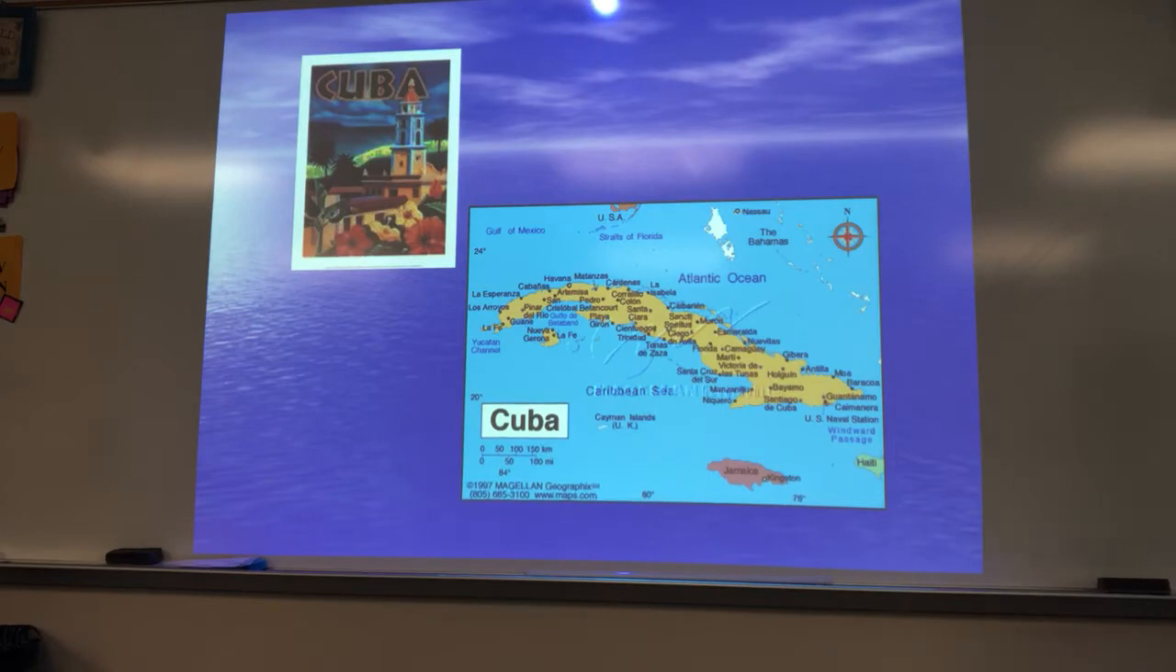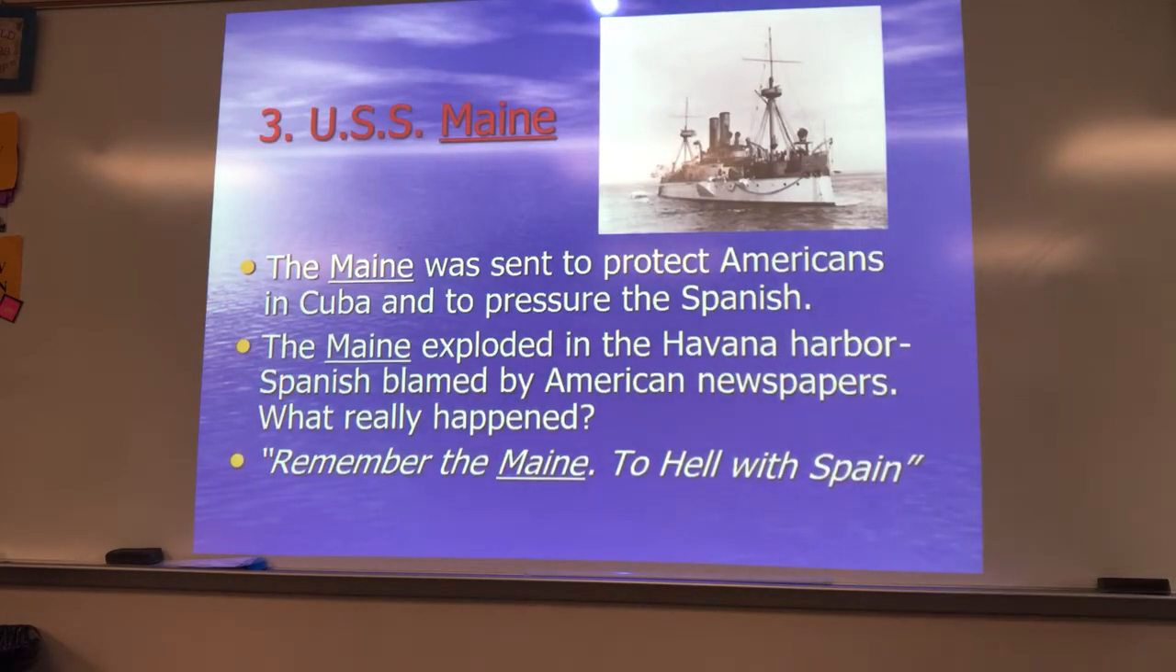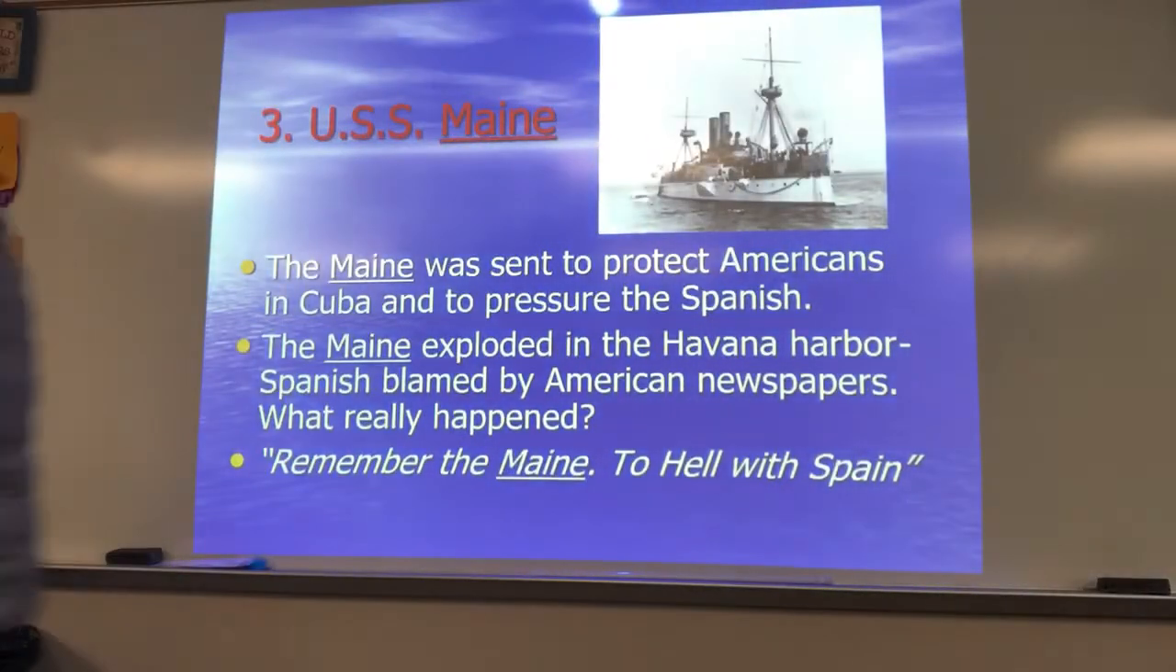And so many Americans have invested, and now they're fearful because the insurgents, which you should have seen in question 7, were burning the fields down. And that was American investment. And many of these American businesses asked the government to come in and help. So what did the government send in to help? The Maine. And we read about this. It was sent in to protect the Americans. And on its way there, what happened? It exploded.